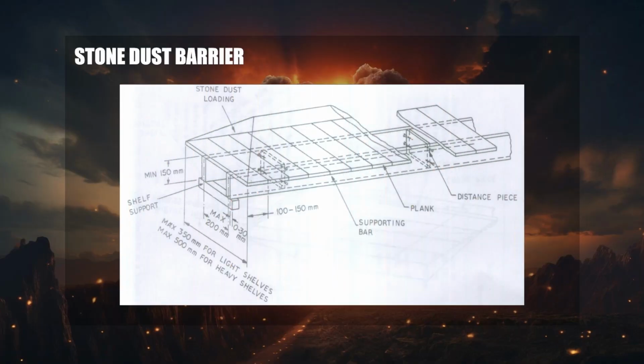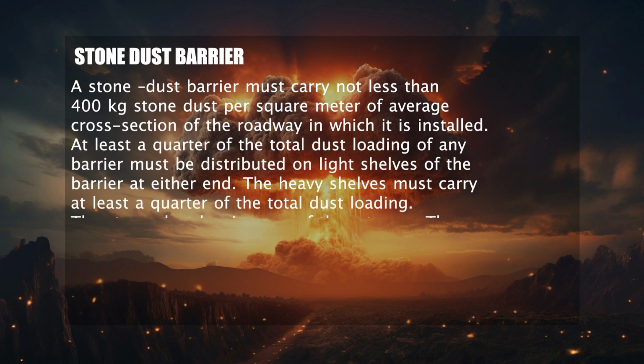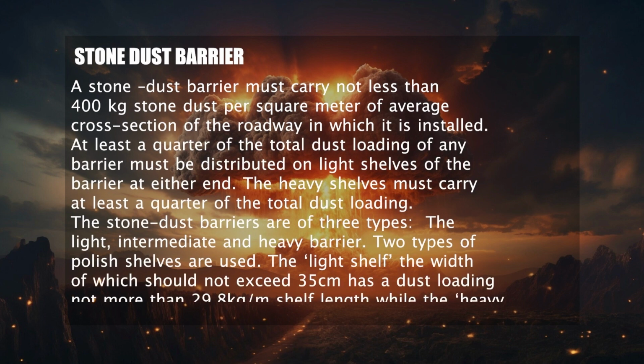This is the polished type of stone dust barrier. You can see in the figure that the upper part has planks which receive the stone dust, and after an explosion it breaks and gets spread over the coal dust, and that is why the propagation of explosion gets stopped. A stone dust barrier must carry not less than 400 kg of stone dust per square meter of average cross section of the roadway in which it is installed.